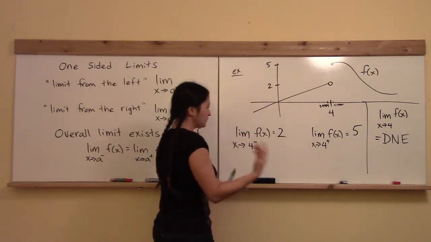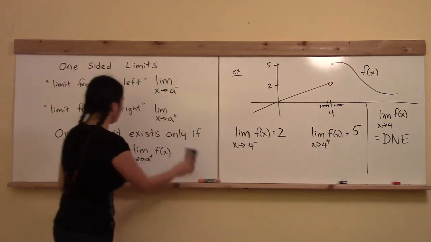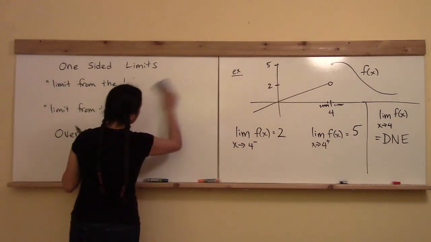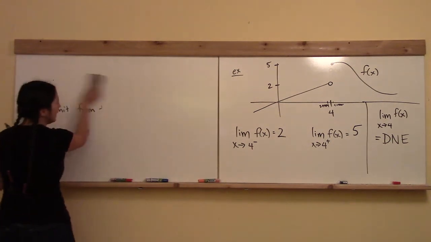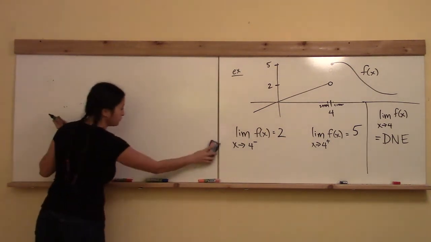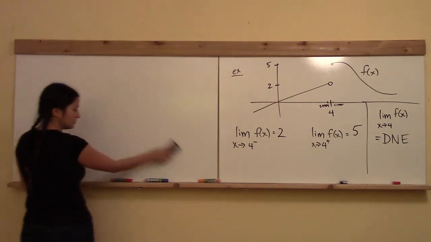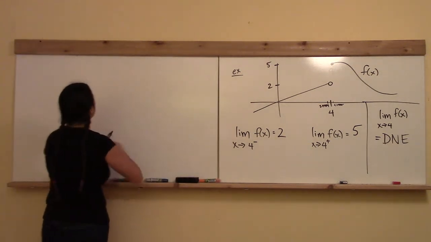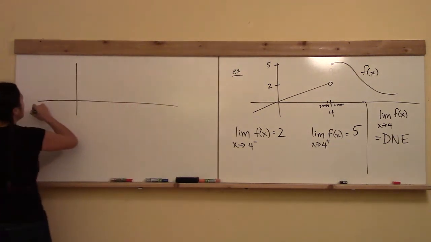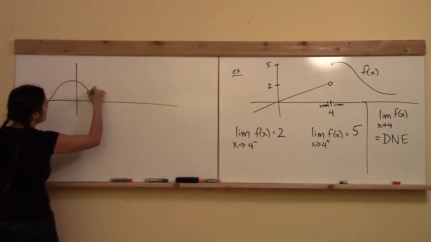Okay? So let's do a couple more examples now, and I'll draw you a picture, and I'll ask you for some one-sided limits and some overall limits. And keep in mind that you really want to do the one-sided limits first for each point. And if the one-sided limits match, then the overall limit will exist. Okay, let's get a nice picture of a function here. Maybe it goes like this.